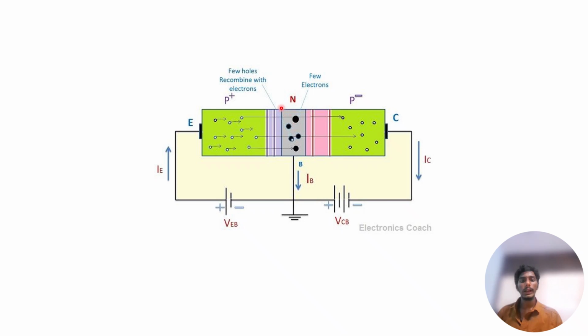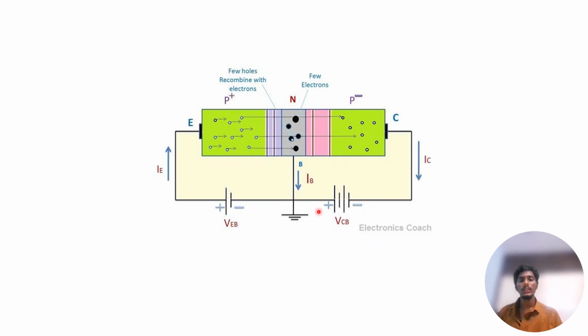As I said, when a signal is applied, there is a positive signal and a negative signal. When a negative signal occurs, few electrons recombine with the holes. Very few electrons recombine with the holes in the forward biasing condition.